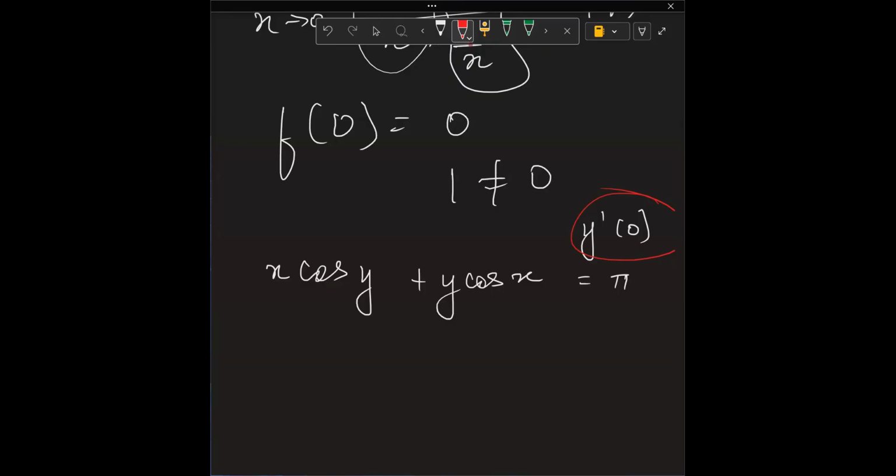While doing the derivative, I told you that there are many notations of derivative. This is also a derivative, right? Yes, sir.